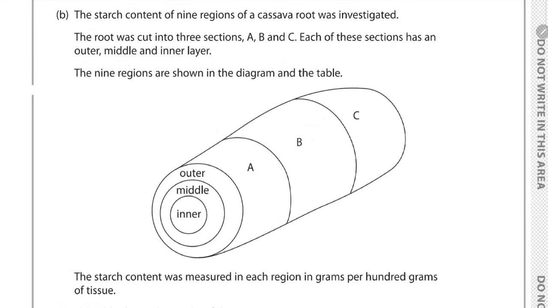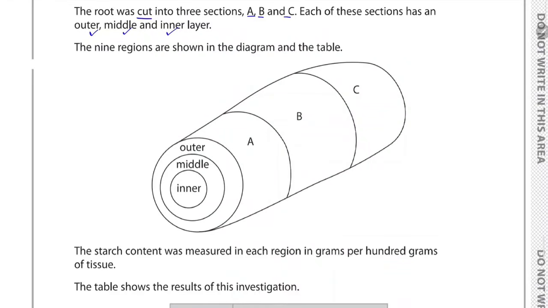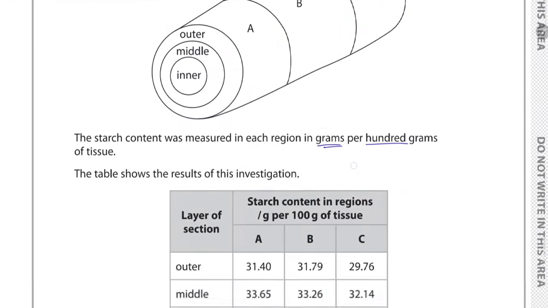The starch content of 9 regions of a cassava root was investigated. The root was cut into 3 sections, A, B, and C. Each of these sections has an outer, middle, and an inner layer. The 9 regions are shown in the diagram and the table. The starch content was measured in each region in grams per 100 grams of tissue. The table shows the results of this investigation.